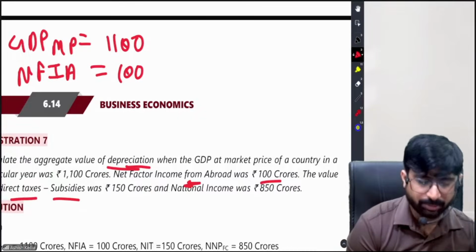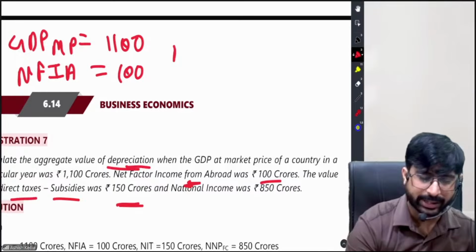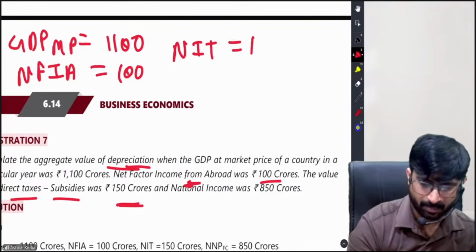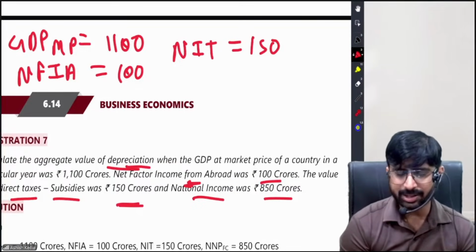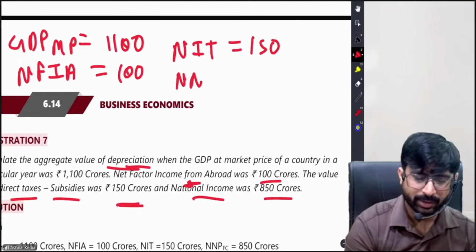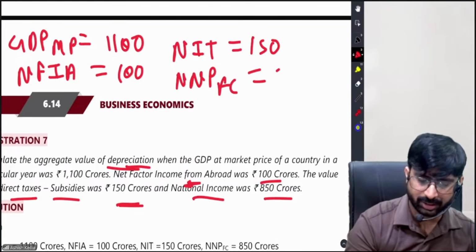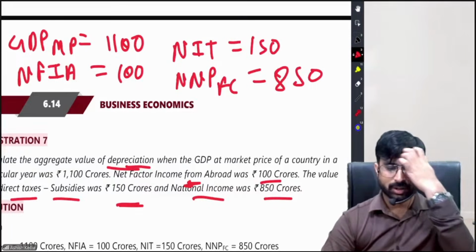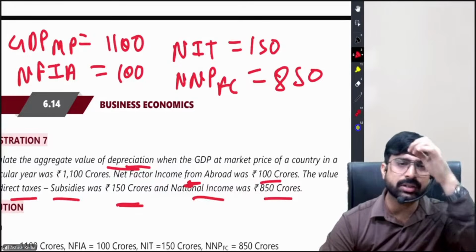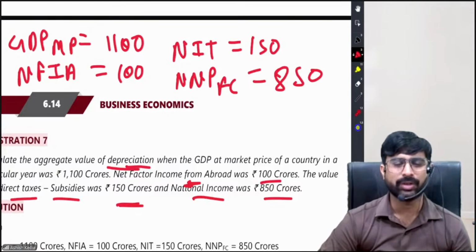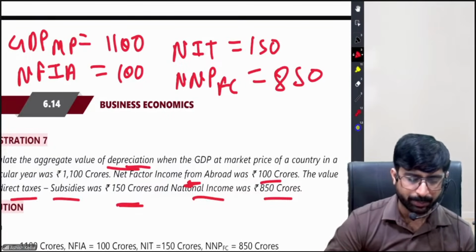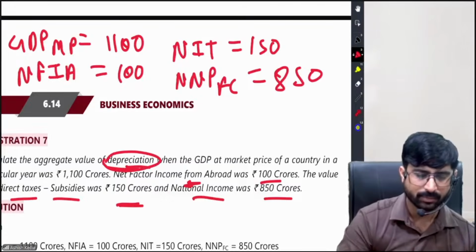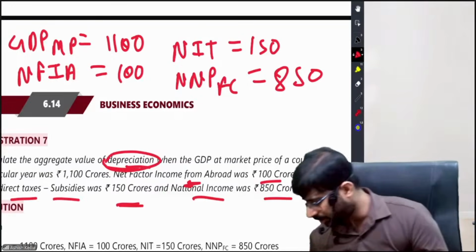Value of indirect tax minus subsidy. So net indirect tax is 150 crores. And national income is 850 crores. So NNP at FC is 850 crores. Now solve it, class. You have to compute depreciation.